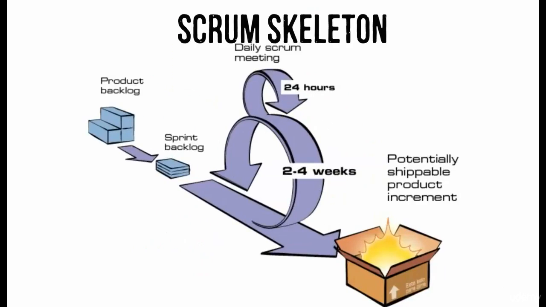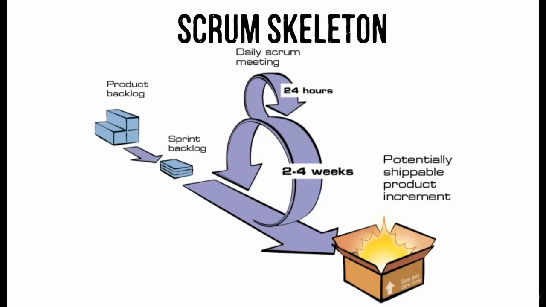Scrum Skeleton. The Scrum Skeleton is a quick and easy way to explain the process to someone, so I will use it to explain the process to you. On the left side of the skeleton, we see the product backlog, which is nothing more than a list of all the features and their acceptance criteria that the business desires for the product.